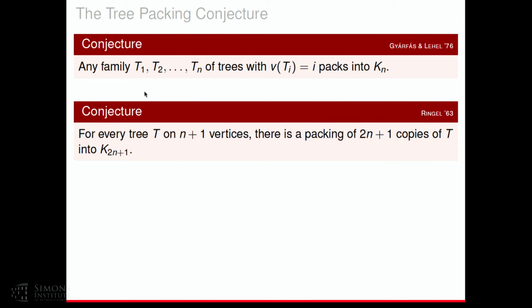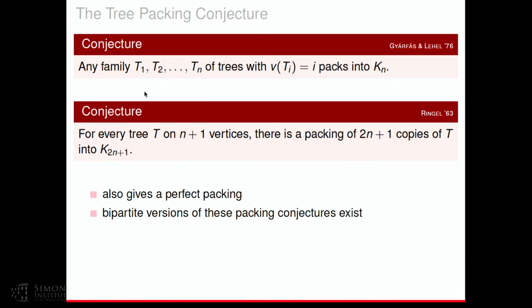But there are other similar conjectures in the area, and let me just mention one other one, which has been around a little bit longer already. Ringel in '63 conjectured that if you just give me one tree on n plus 1 vertices, then I can pack 2n plus 1 copies of this tree into the complete graph on 2n plus 1 vertices. And if you calculate again, if this were true, again, you would need a perfect packing in order to do that.